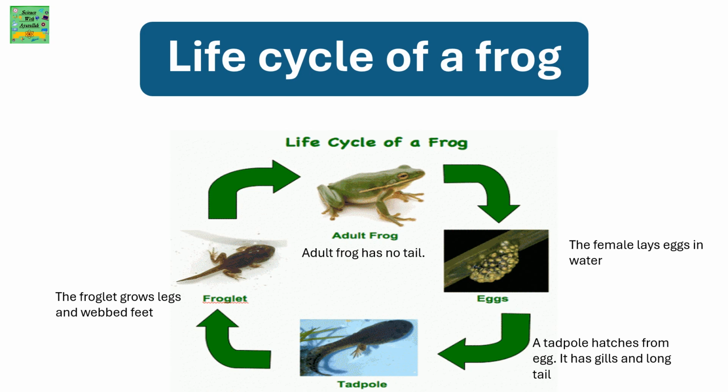Life cycle of a frog. First of all, there is an adult frog, and the adult frog has no tail. So the female adult frog lays eggs in water. Then a tadpole hatches from the egg. It has gills and a long tail. Afterwards, as the tadpole grows up, the froglet grows legs and webbed feet. Then, slowly, it turns into an adult frog. Then again, it has no tail.